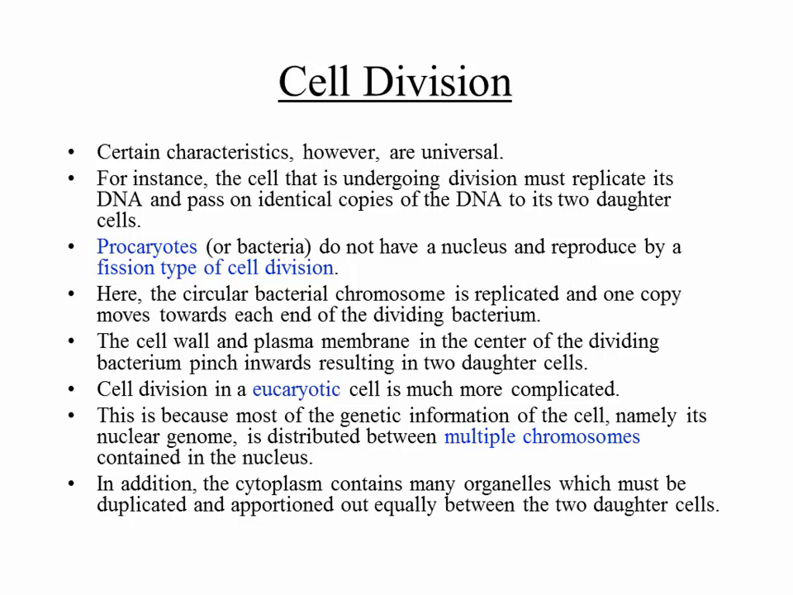Now, if you look at a eukaryotic organism, cell division is a lot more complex. That's because most of the genetic information of the cell, namely its nuclear genome, is distributed between multiple chromosomes contained in the nucleus. Now, if you're looking at a eukaryotic cell, there is some DNA also in the mitochondria and the chloroplast and so on, okay? But most of the DNA is concentrated in the nucleus.